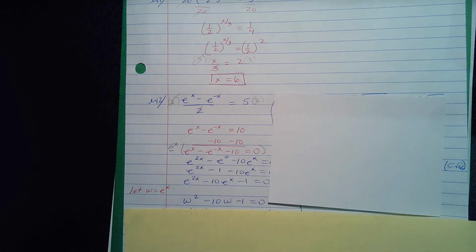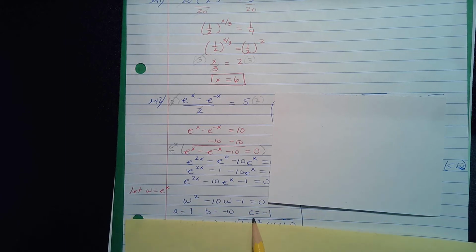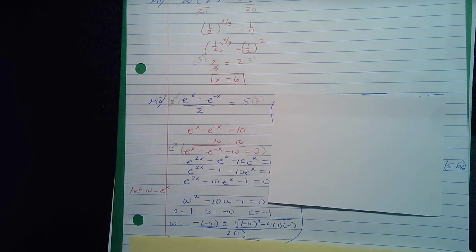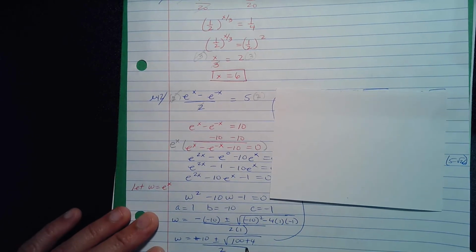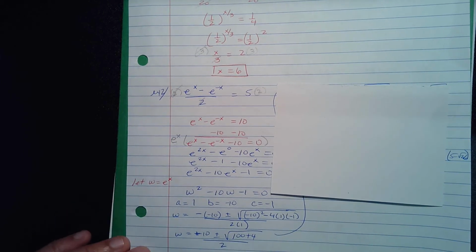We're going to use the quadratic formula. So a equals 1, b equals negative 10, c equals negative 1. When we substitute it in, we get w equals 10 plus or minus the square root of 100 plus 4, all over 2.